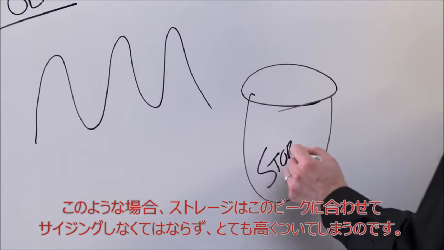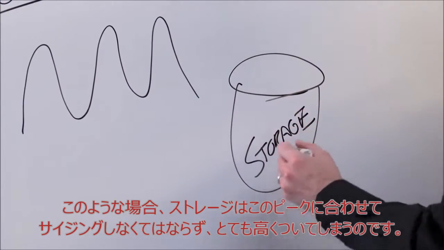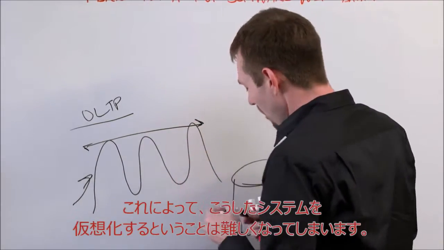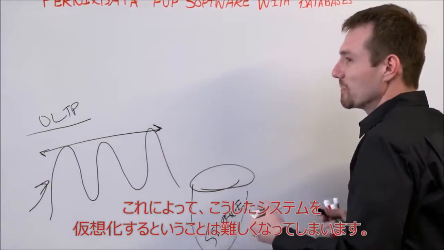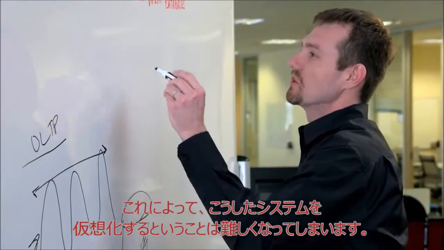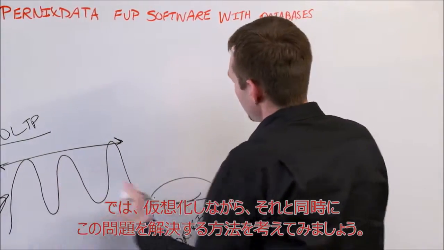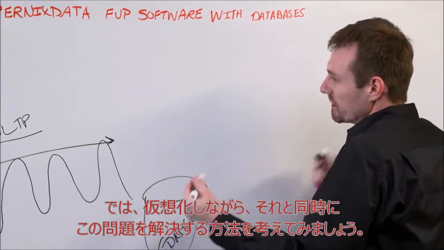So what we typically have to do in this case is size our storage for these actual peaks, and that can be very expensive. Not only that, it can negate the possibility of virtualizing these systems as well. So let's think about what it would look like if we could eliminate this and virtualize at the same time.